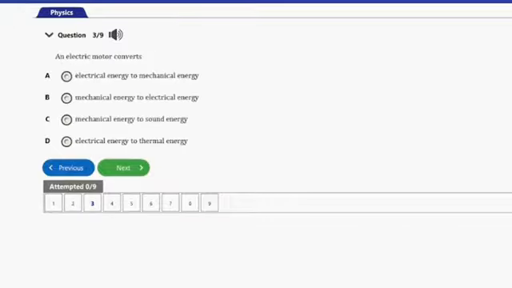It says, an electric motor converts: A. Electrical energy to mechanical energy, B. Mechanical energy to electrical energy, C. Mechanical energy to sound energy, D. Electrical energy to thermal energy. Option A is the correct answer to this question. An electric motor converts electrical energy to mechanical energy. So that's it for this question. Let's go ahead and consider the next question.